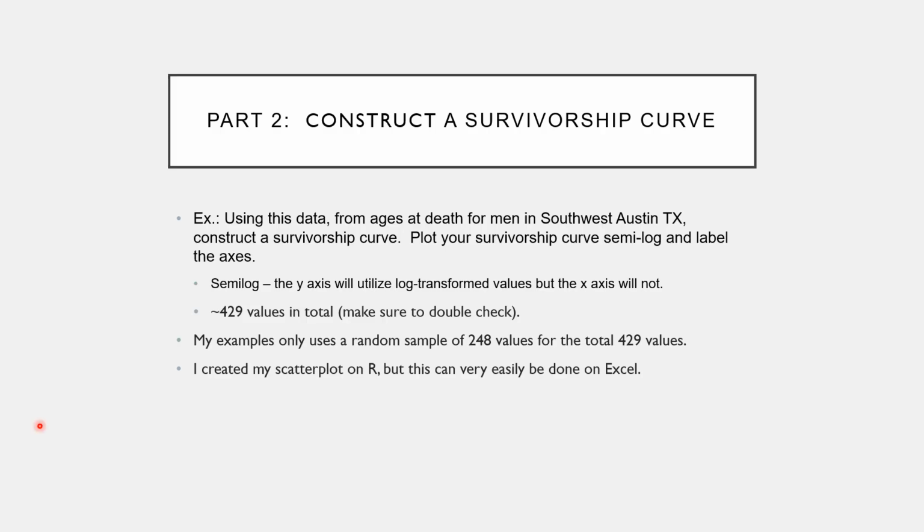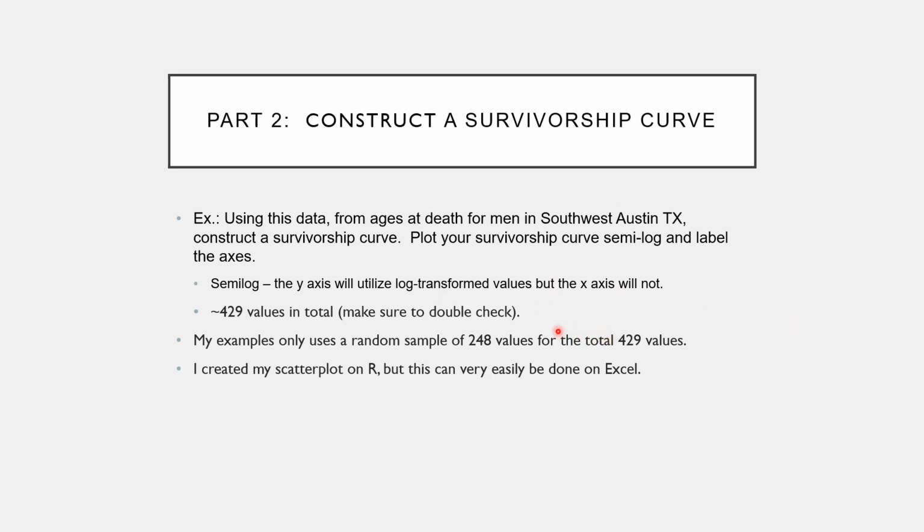All right, so for part two of your laboratory exercise, you're going to construct a survivorship curve. This is taken straight out of your handout, using data from ages at death for men in Southwest Austin, Texas. You're going to construct a survivorship curve, plot it semilog, and label the axes. What semilog just means is that for this graph, the y-axis will utilize log transform values and the x-axis will not. So on the y-axis you're going to be using the natural log of s of x, and on the x-axis you're going to be using age.